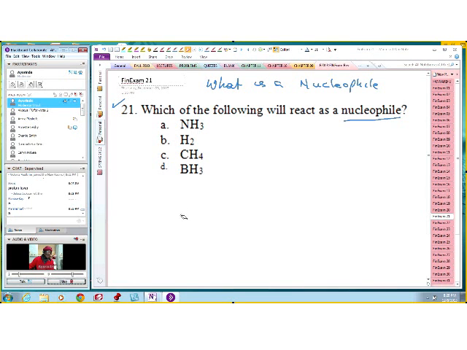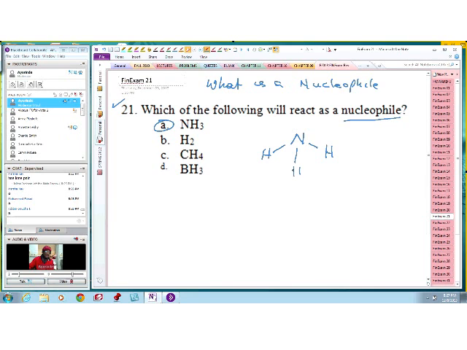Ammonia, hydrogen, methane, and borane? A. Okay, excellent. Guys, A is correct. Why is A correct? Anybody has an idea? Let us look at the structure of A.